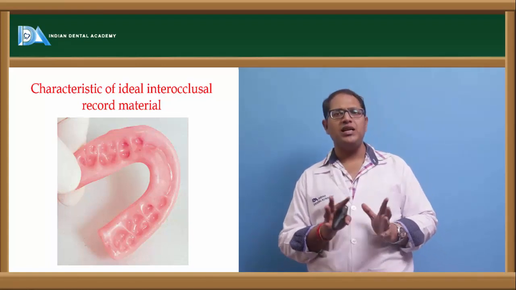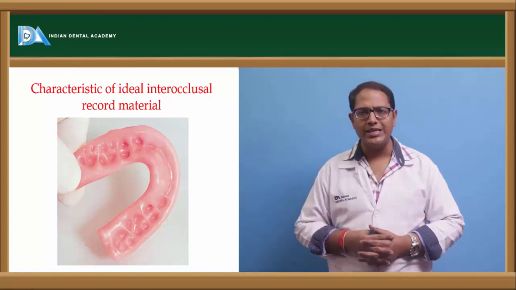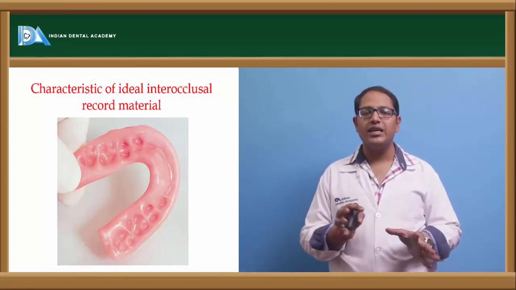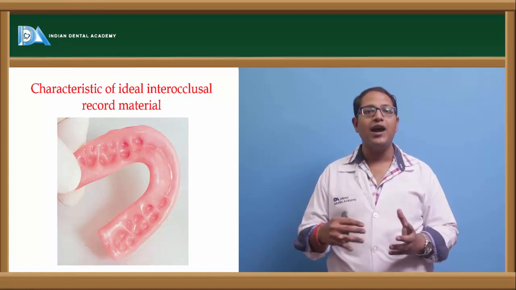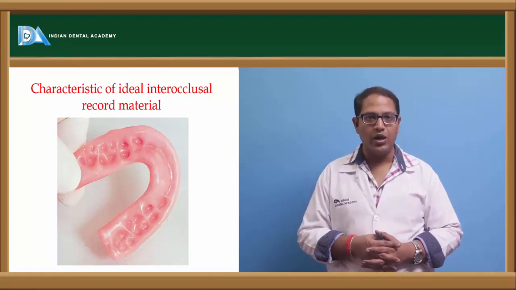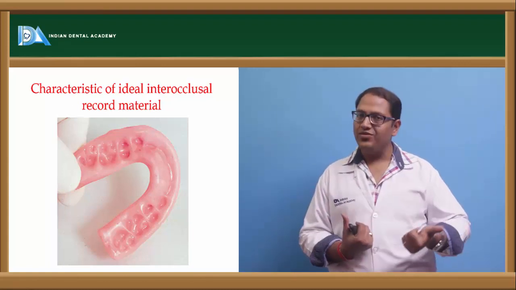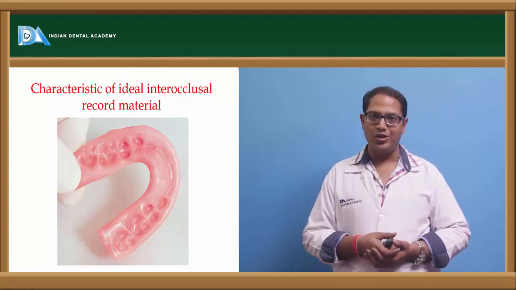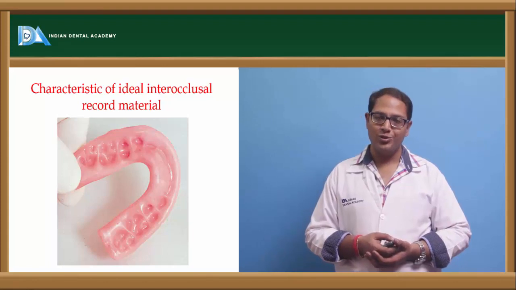Most important, it should be easy to manipulate and easy to mix. The record should be verifiable. It is not that once taken, it's all done. No, we have to verify that particular record intraorally as well as on the cast. So verifying the record is a very important characteristic of an interocclusal record material.